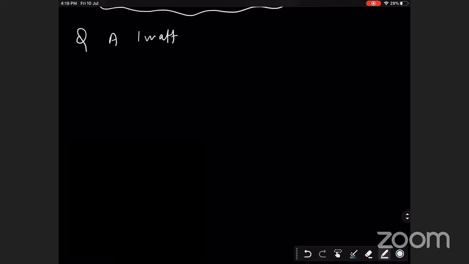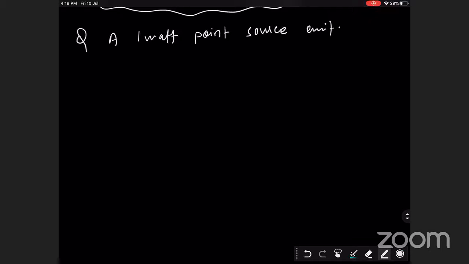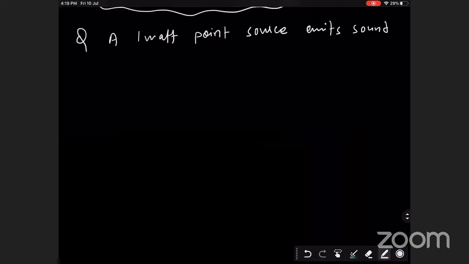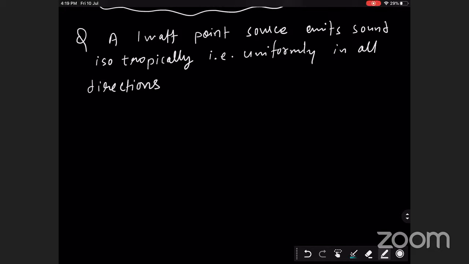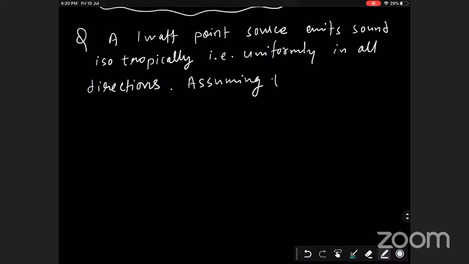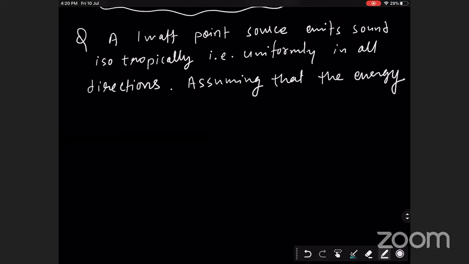1 watt point source emits sound isotropically, that is uniformly in all directions, assuming that the energy of the waves is constant.